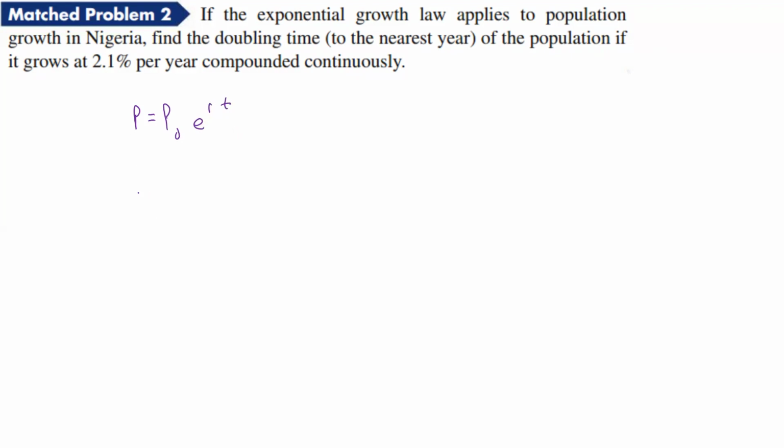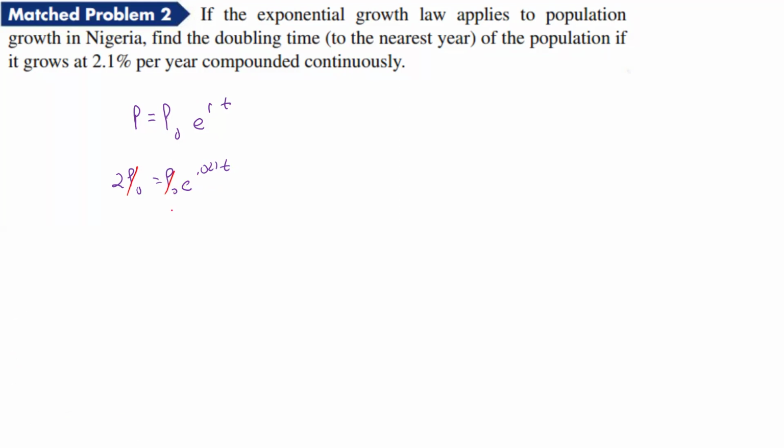Now, what do we know? If we're doubling our initial population, that means P is going to be 2 times P naught, and our rate is 0.021 times t. Now we just have to solve this. So let's cancel stuff. P naught cancels P naught.